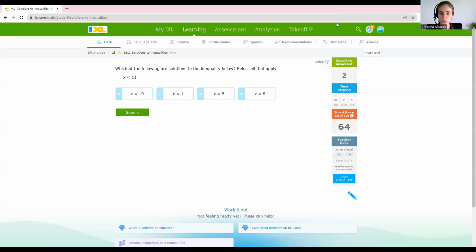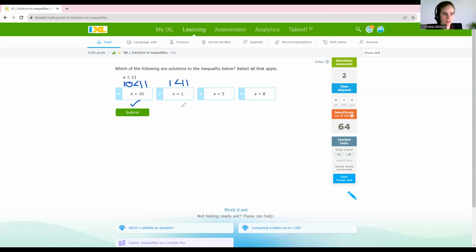All right, let's do just two more examples here. We want to know which of the following are solutions to the inequality below. Select all that apply. All right, if we look at our first one here, let's switch our color up to blue. We have 10. So if we were to write that out, 10 is less than 11. Yep, that works. Check.